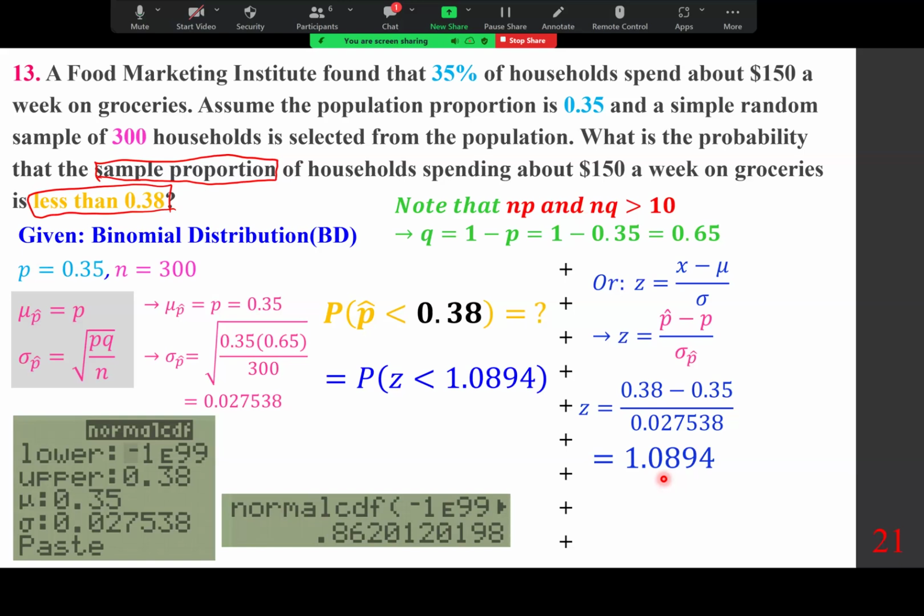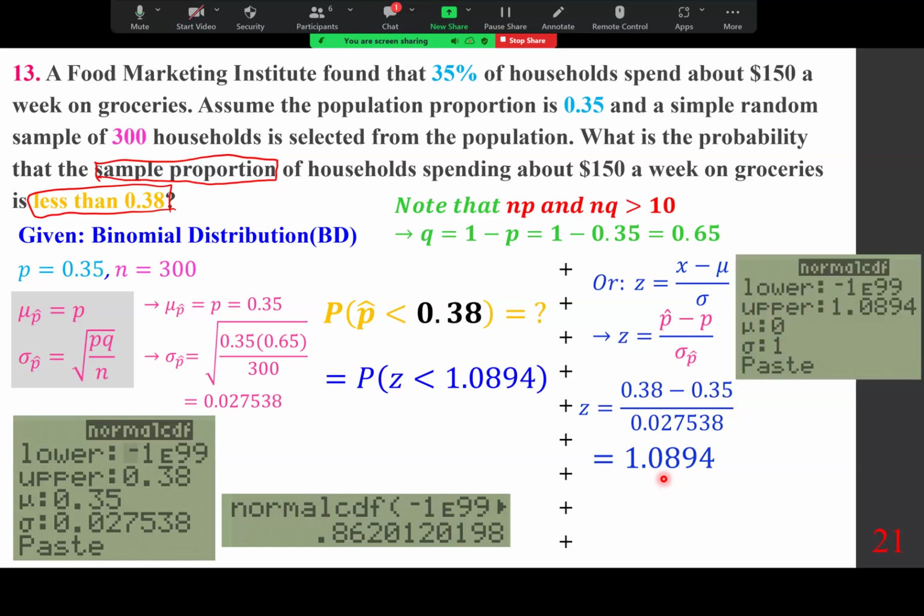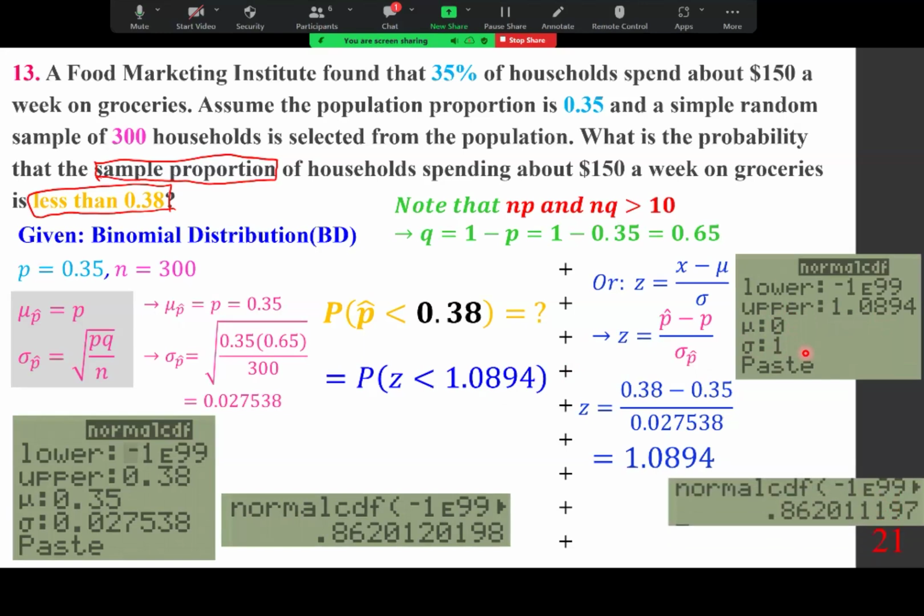And how do you use a calculator for that? Again, lower, upper is this number now. Now mu is 0, sigma is 1. And notice the answer. And if we stop at the fourth decimal, we have the same answer. The reason they are slightly different, everybody, is because of the calculation of the z, this calculation, and how many decimals we go. Otherwise, they would be identical.